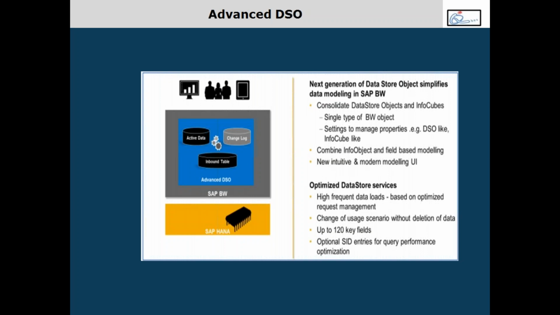So the target is that they don't want to confuse people with cube or DSO or whatever it is. When you want to hold the data physically in the BW system, it will be advanced DSO, and based on the behavior you require, you will enable properties. So you can have advanced DSO like a cube, like a standard DSO, or like a write-optimized DSO, depending on the requirement. And the maximum number of key fields for this advanced DSO is going to be 120.